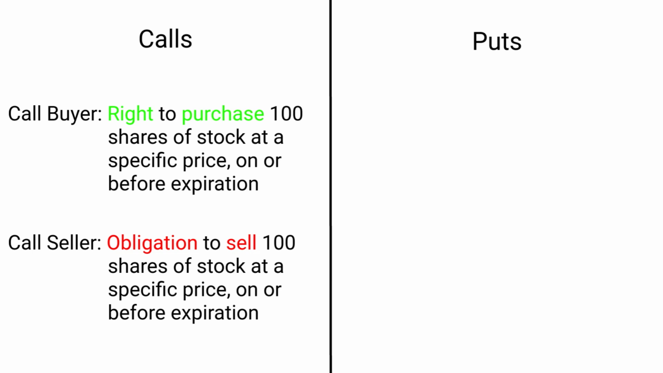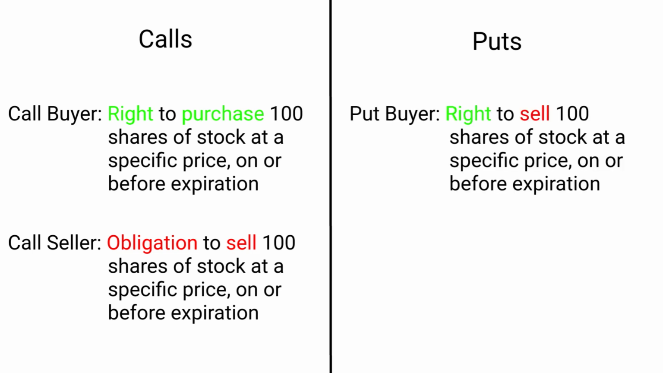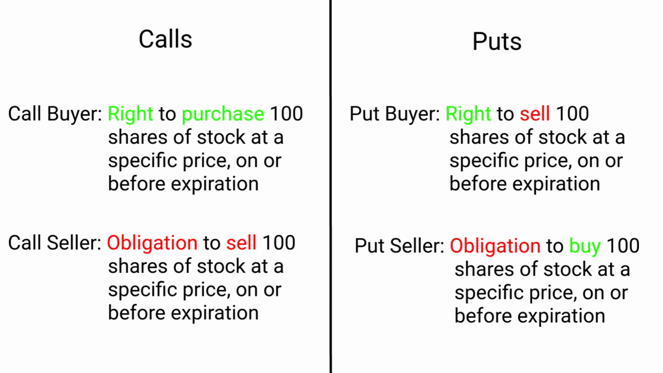A put option is very similar to a call option, but the rights and obligations are reversed. The buyer of the put has the right to sell the stock to the seller of the put. The seller of the put is obligated to purchase the stock. Buyers still have rights, and sellers have obligations.